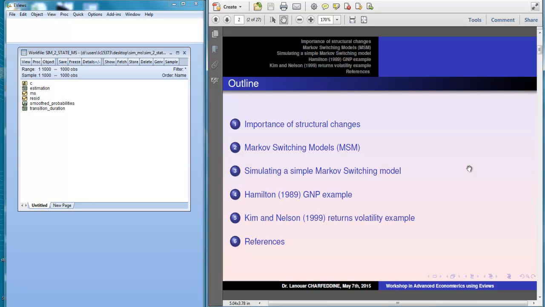First of all, I want to present the importance of structural breaks in general. Then specifically I want to present the Markov switching model, and how to simulate a Markov switching model. Then I want to present the Hamilton 1989 GDP example. After that, the Kim and Nelson 1999 example about returns volatility.